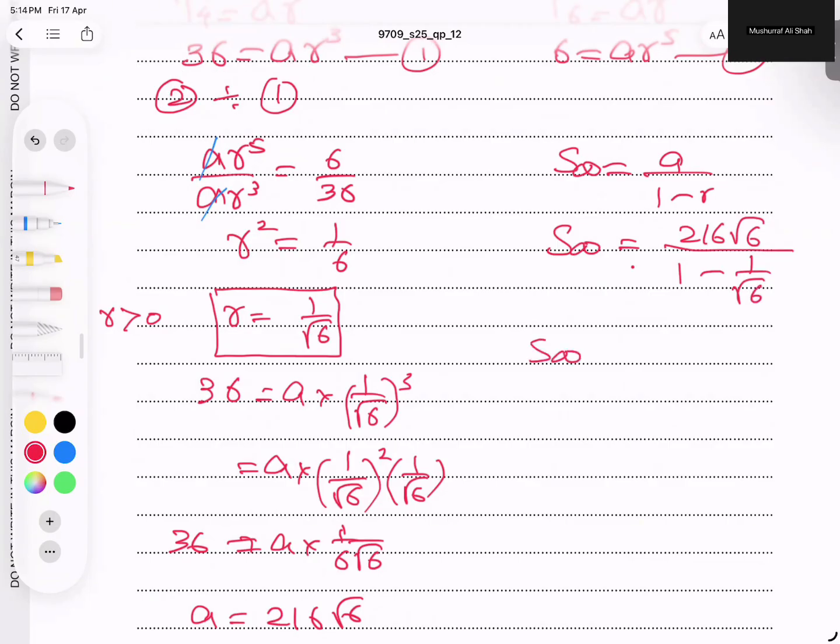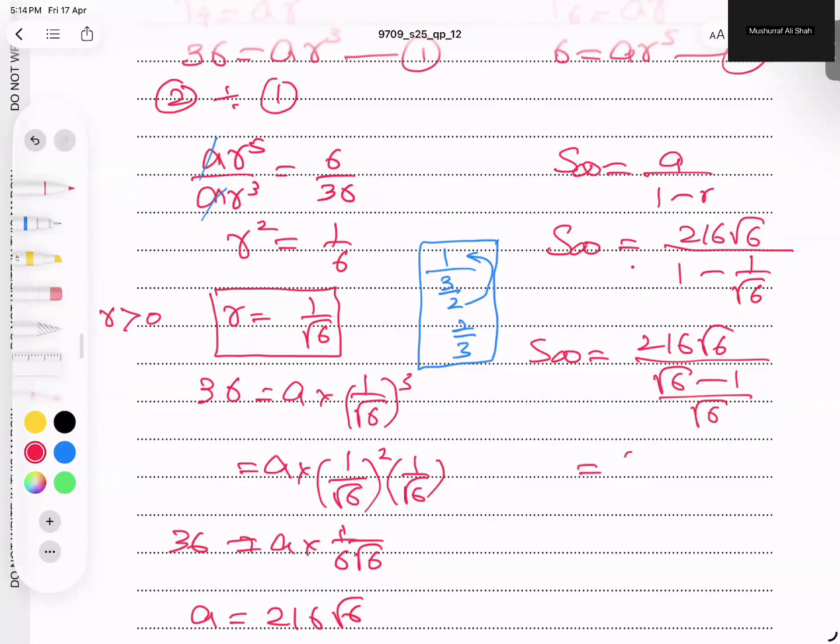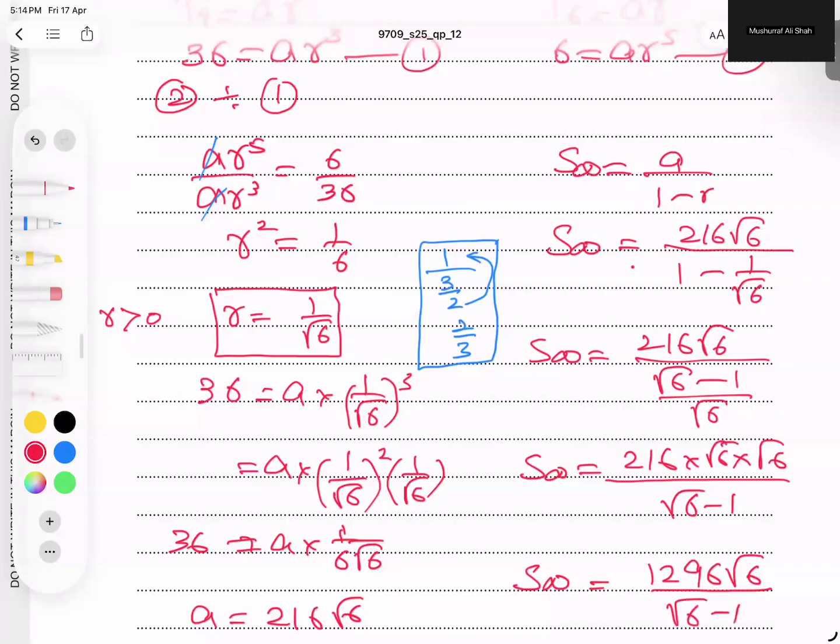So for the sum to infinity, I will take the LCM in the denominator, LCM root 6, so root 6 minus 1. So this will flip up. You know the basic criteria: when 1 over 3 by 2, this 2 will flip up and become 2 by 3. You can check in a calculator. It works, so it can go up. And up it will go, so 216 into root 6 into root 6. And root 6 into root 6 will give you 6. So 216 into 6, I got 1296 into root 6 over root 6 minus 1. So I think up till here it is clear.